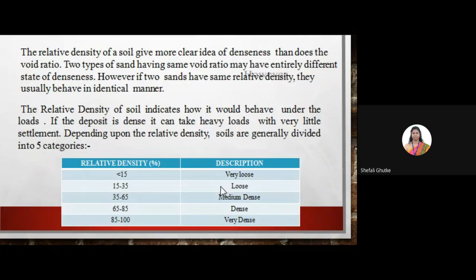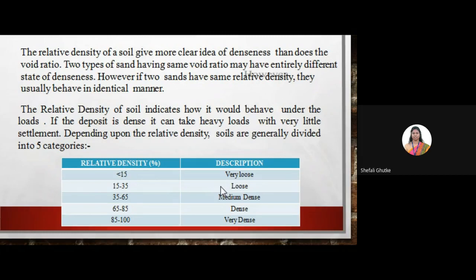The relative density of a soil gives a clearer idea about the denseness than the void ratio does. Two types of sand having the same void ratio may have entirely different states of denseness, right? However, if two sands have the same relative density, they usually behave in an identical manner. So the relative density of a soil indicates how it would behave under loads. If the deposit is dense, it can take very heavy load with very little settlement.